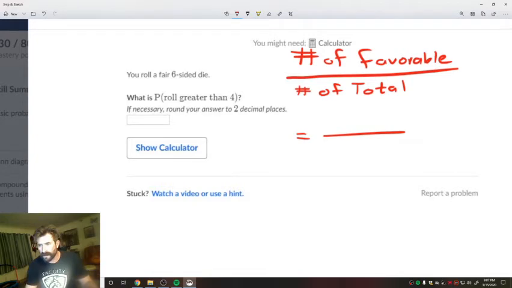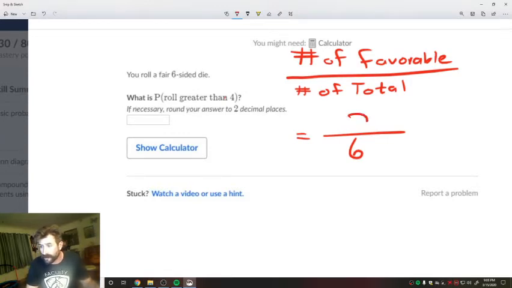So if you rolled a six-sided die, there's 6 different outcomes. So that's the number of total outcomes. But we want to know what the probability of rolling greater than a 4 is. So how many outcomes are greater than 4? So that would be 5 and 6. So if you rolled a 5 or a 6, those are the only favorable outcomes.